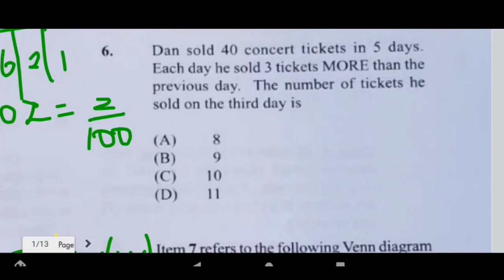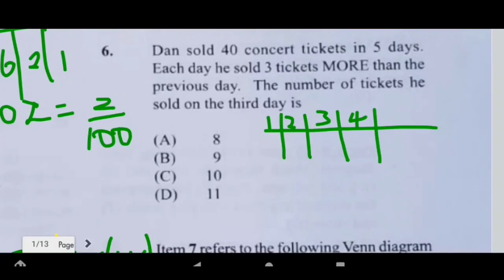So from what we know, on day 1, 2, 3, 4, and 5, we know he sold 3 more tickets each day than the previous. So on the first day, let's say he sold X amount of tickets. And then on the second day, he sold X plus 3. Obviously, that's 3 more than the previous. And then on the third day, he sold 3 more than the previous, which gives us X plus 6. Fourth day, X plus 9. And then on the fifth day, X plus 12.